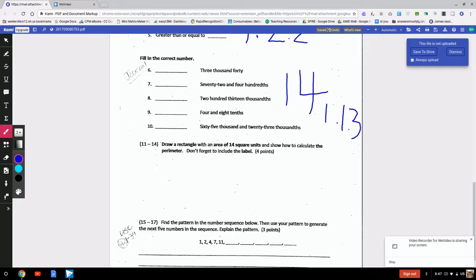Again, the next one, just drawing a rectangle with the area of 14 square units. Make sure you show the area, and again, don't forget to label. Area and perimeter notes in the book are on page 10. So that would be lesson 1.1.2 if you want to click on the online help.